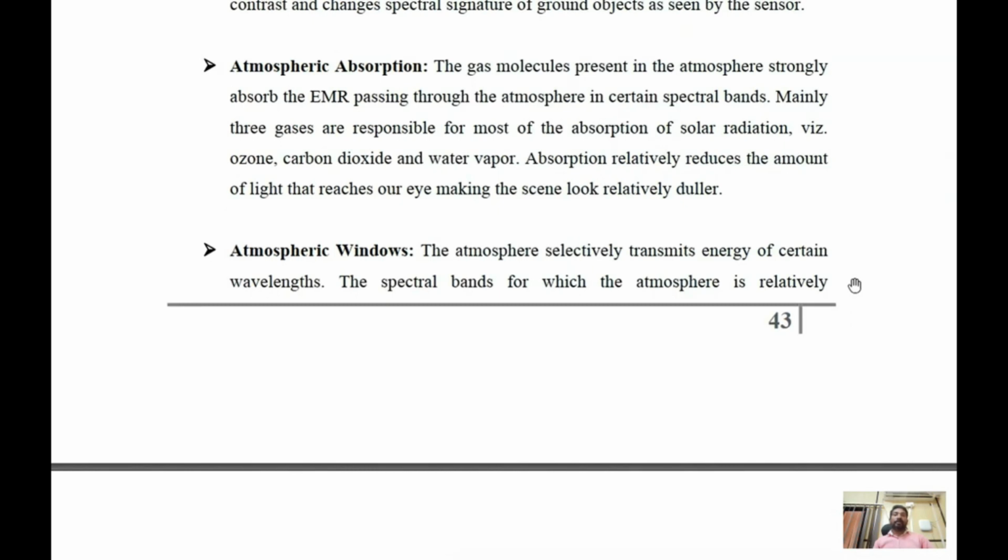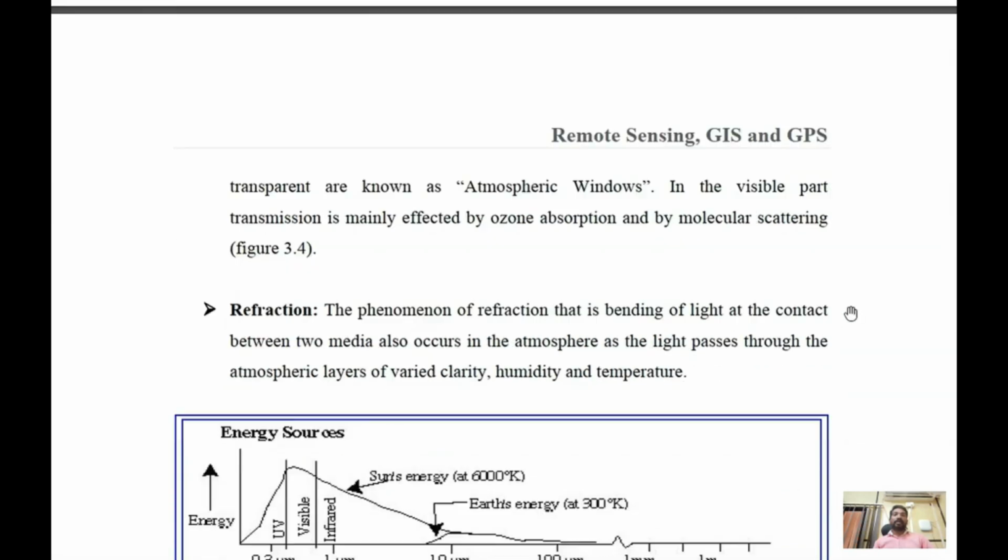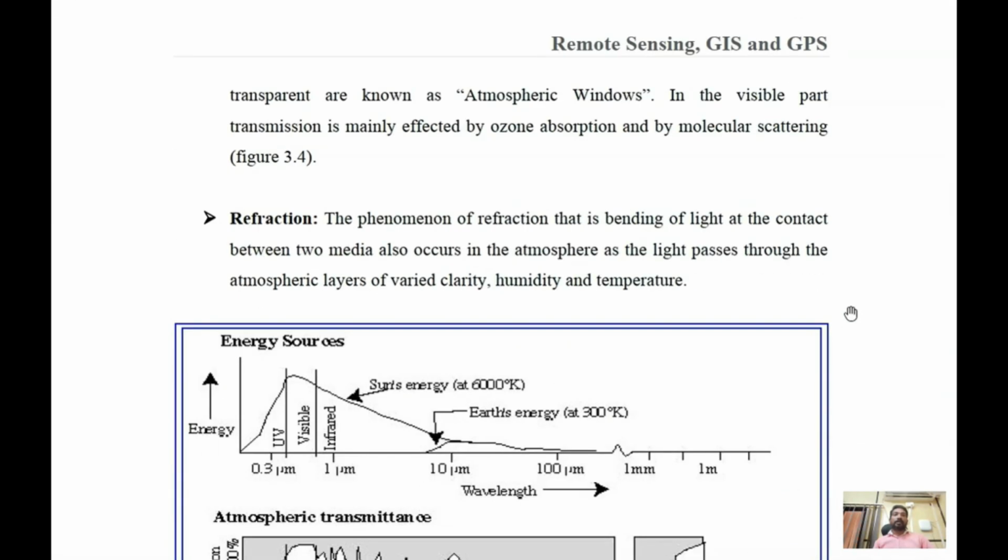Atmospheric windows. The atmosphere selectively transmits energy of certain wavelengths. The spectral bands for which the atmosphere is relatively transparent are known as atmospheric windows. In the visible part, transmission is mainly affected by ozone absorption and by molecular scattering.